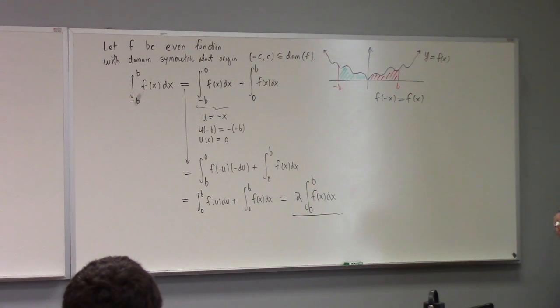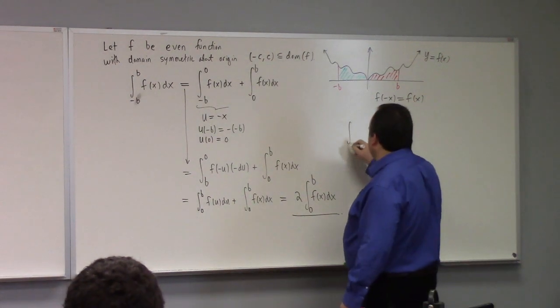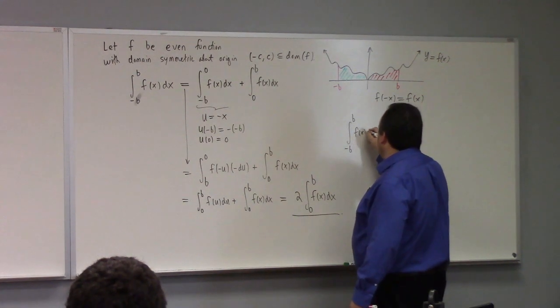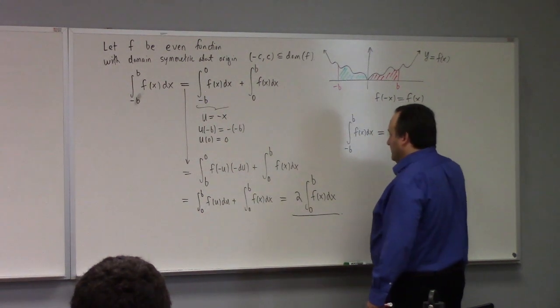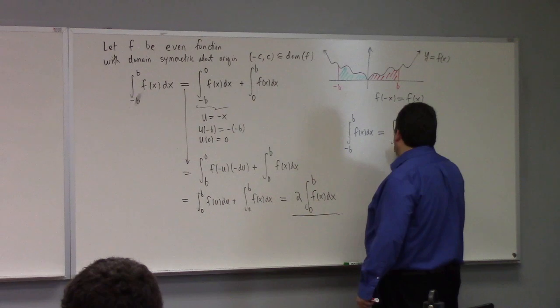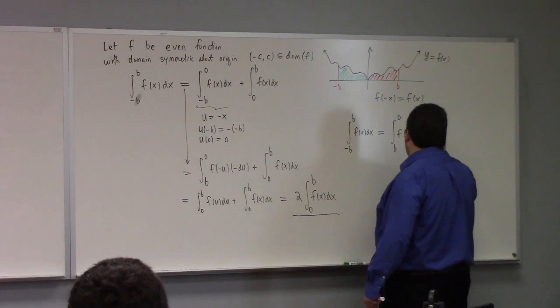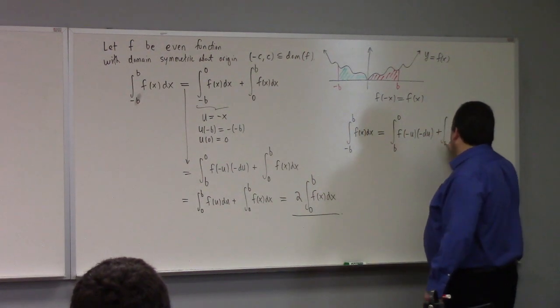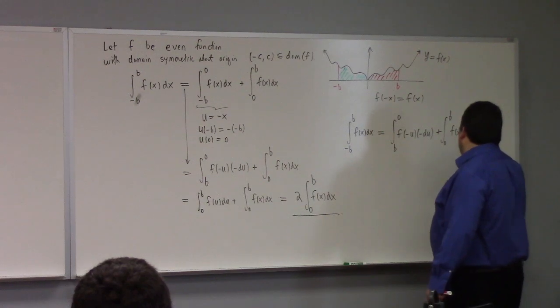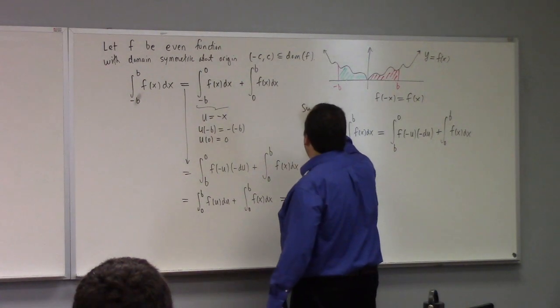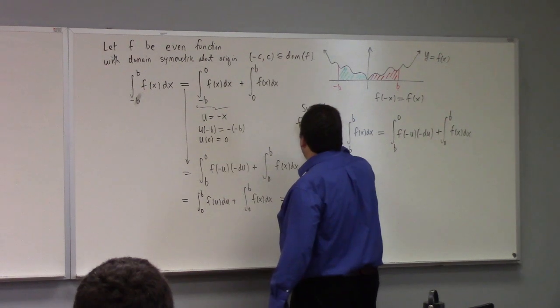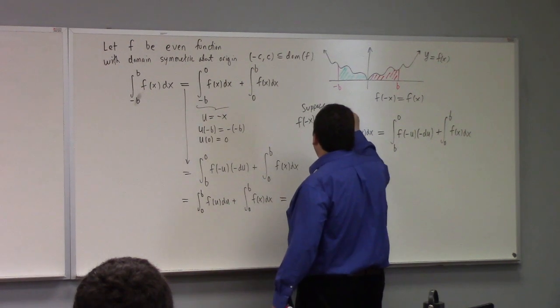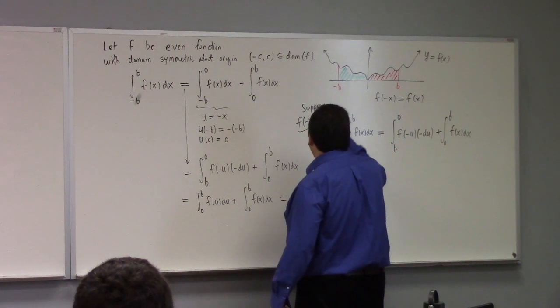Now, you're asking me, Mia, what if the function's odd, right? How would this argument change if the function was odd? So we can go through the same exact argument if f is odd. And we'd have the integral from b to 0 of f of minus u times minus du plus the integral from 0 to b of f of x dx. Suppose f is odd. What does it mean if f is odd? f of minus x is minus f of x, right? That's what an odd function does.